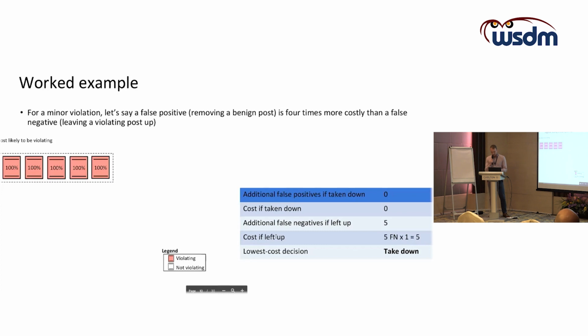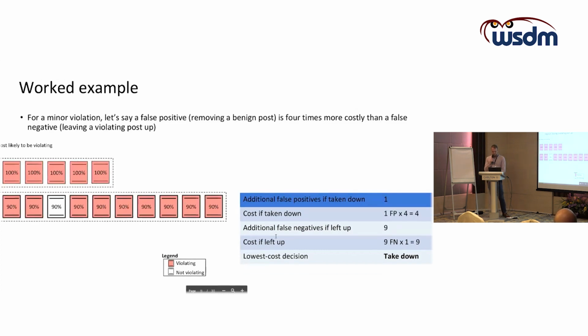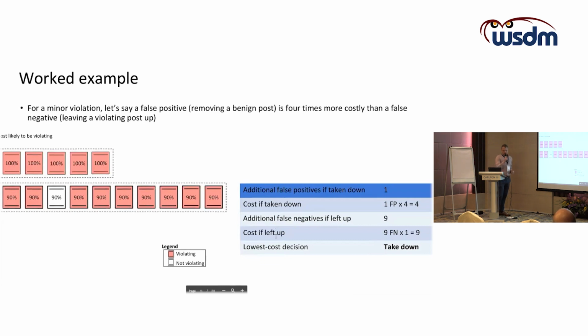I think that makes a lot of sense. If you've got a 100% chance that post is violating, you should take it down. Now let's look at the 90% posts. Now, if we take these down, we are going to make 1 additional false positive.